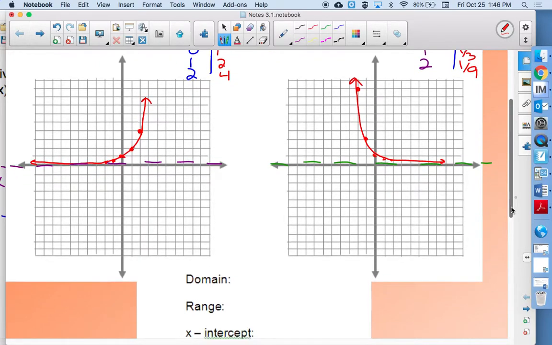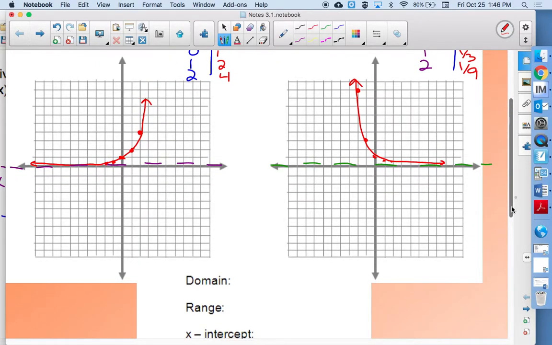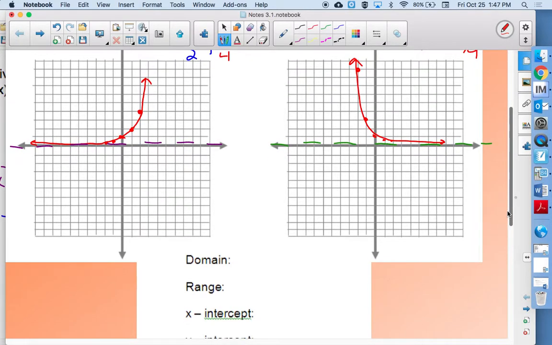So the questions underneath are just asking you to analyze the graph like we've been doing. So domain, range, x- and y-intercepts. Those are characteristics that every graph has, no matter what the shape is.